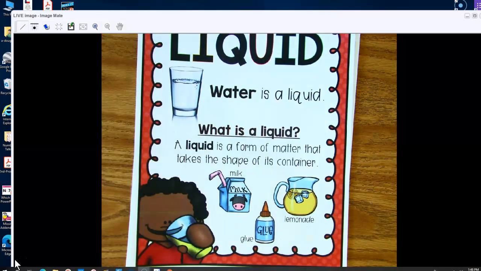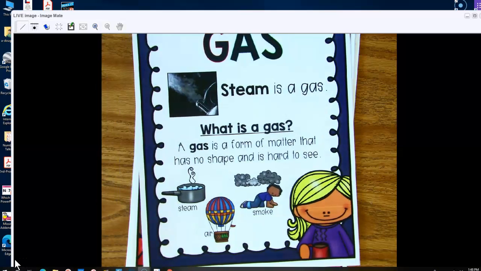Liquid. Water is a liquid. A liquid is a form of matter that takes the shape of its container, like milk, lemonade, and glue. And gas, steam is a gas. Gas is a form of matter that has no shape and is hard to see. Steam, smoke, and air.